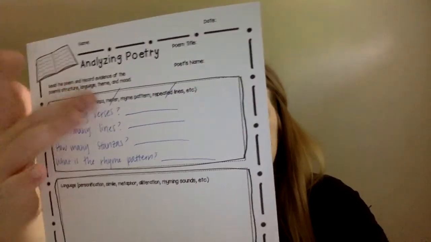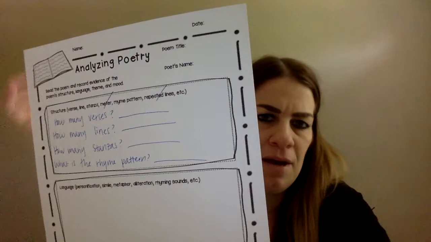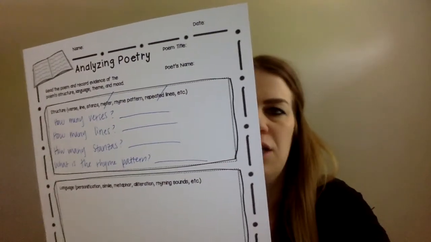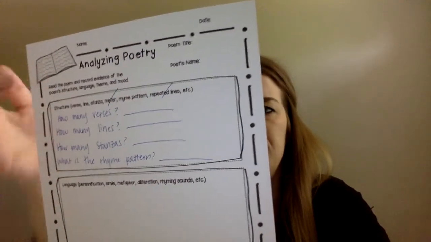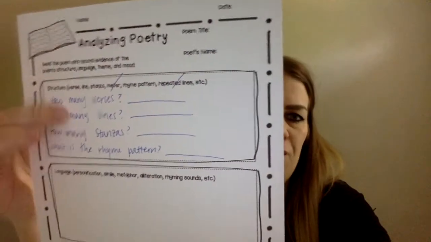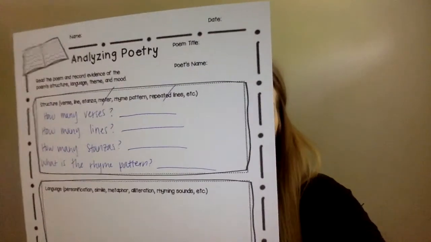Don't worry about the meter and don't worry about repeated lines. If you want to, you can go a little above and beyond and do those, but just focus on the stuff that we've gone over in the vocabulary video, things we've talked about. I want you to analyze that in the poem that you pick.